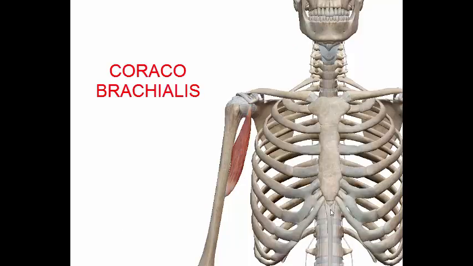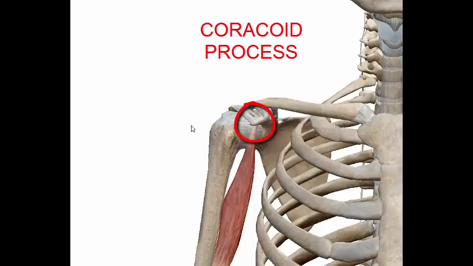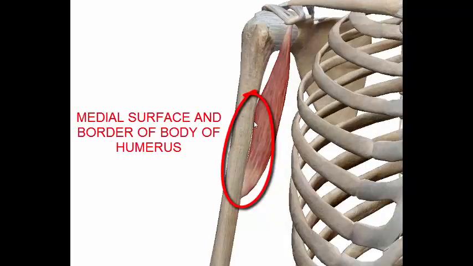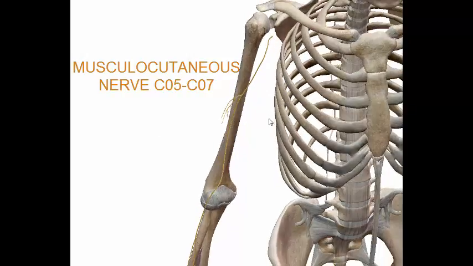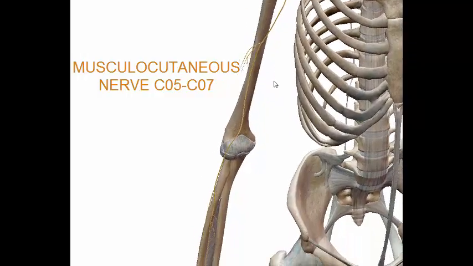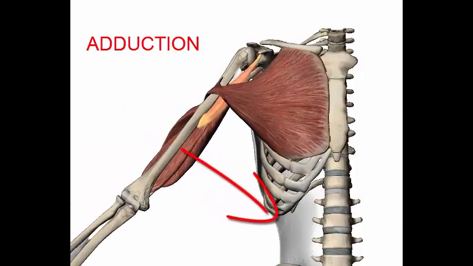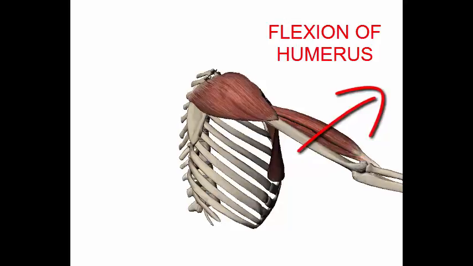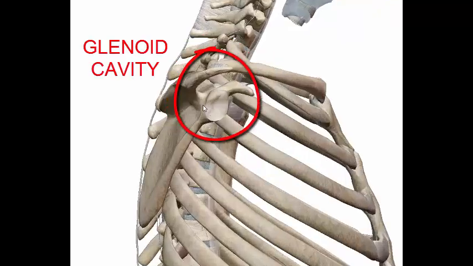The coracobrachialis is one of the anterior shoulder joint muscles that form the muscular system's shoulder girdle. It starts from the coracoid process of the scapula and inserts into the medial surface and border of the body of the humerus. The nerve innervation is the musculocutaneous nerve from C5 to C7, mainly C7. The actions of the coracobrachialis are adduction and flexion of the humerus, and it assists in retaining the head of the bone in contact with the glenoid cavity.